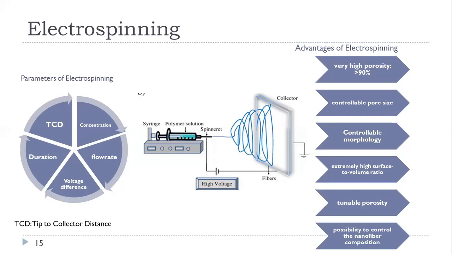The advantages of electrospinning are, first of all, it's very, very high porosity. This means that it is suitable for DCMD membranes. We can control the pore size. We can control even the fiber diameter. We can control the morphology. It has extremely high surface to volume ratio. As we say, it is of tunable porosity and possible to control the nanofibers compositions according to the application that we want.